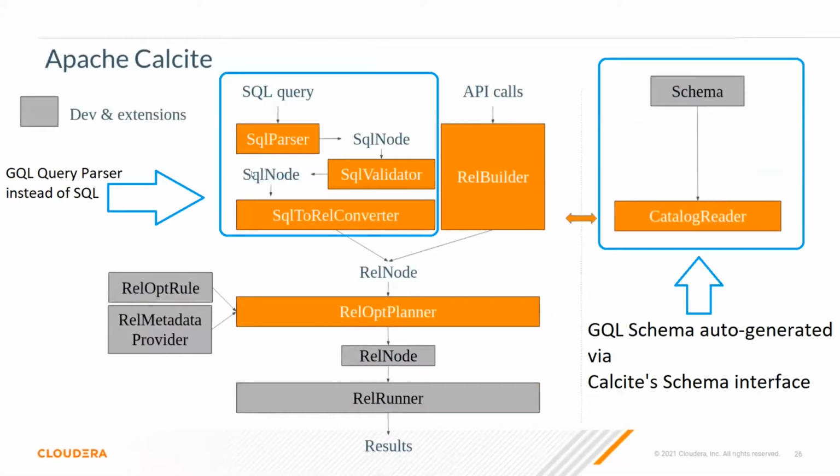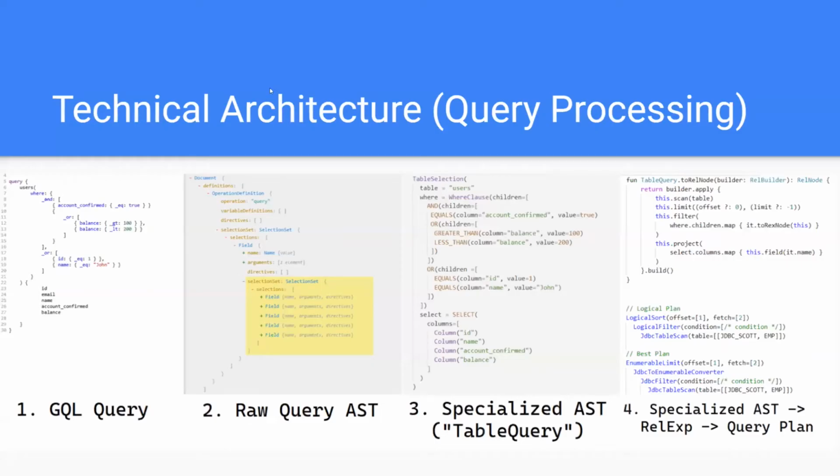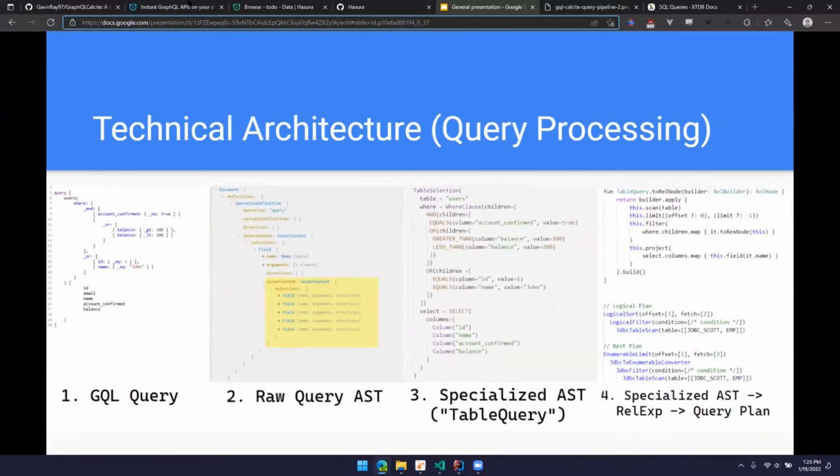With Calcite, typically what you have is the SQL parser and the SQL to rel converter. So if we look at this, we can say, hey, what if I just took this whole box here and threw that away and I wrote a GraphQL query parser and GQL to rel converter instead. And then we can just auto-generate the GQL schema from Calcite schema and catalog readers. So essentially what it does is the exact same thing as the SQL parser. This project consumes GraphQL queries and it converts them into an internal form, and we can use that to generate rel nodes.